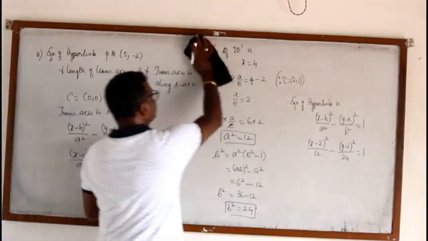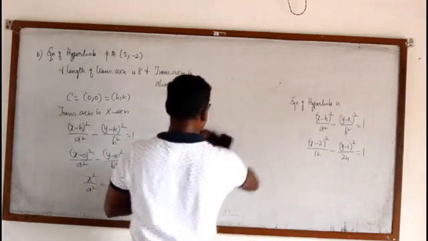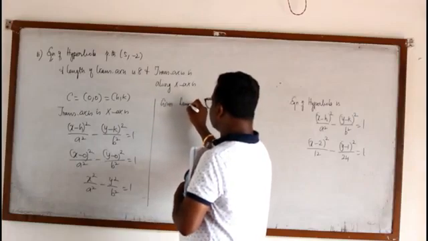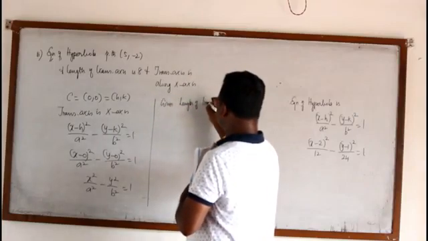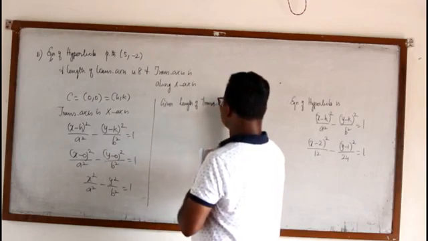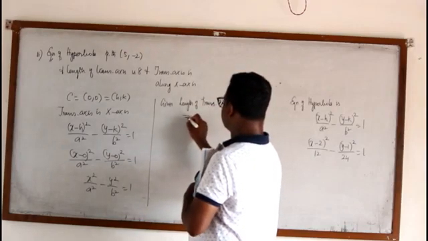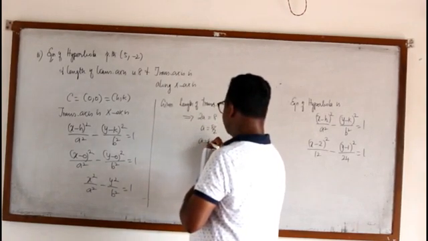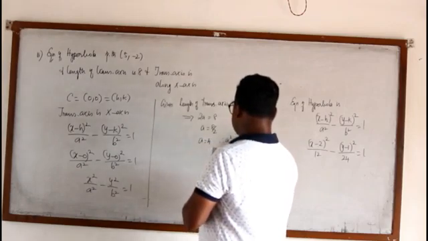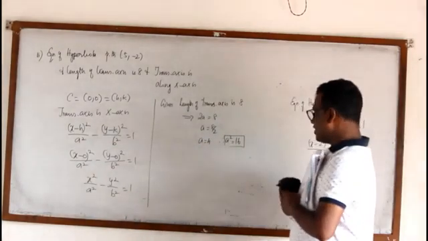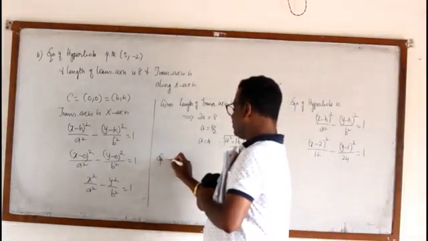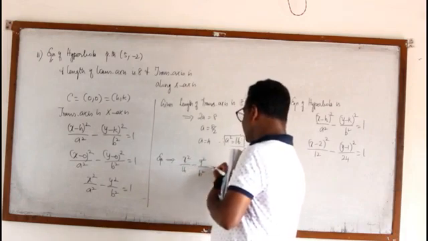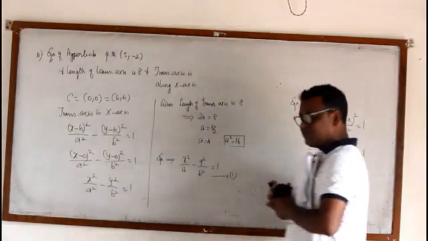Now, given length of the transverse axis is 8, we should use that. Length of transverse axis is 8. That means 2a equal to 8. So a equal to 8 by 2, a equal to 4. Therefore a square is 16. Let me substitute for a square. Therefore equation of hyperbola becomes x square by 16 minus y square by b square equal to 1. Now I have to find out the value of b square.